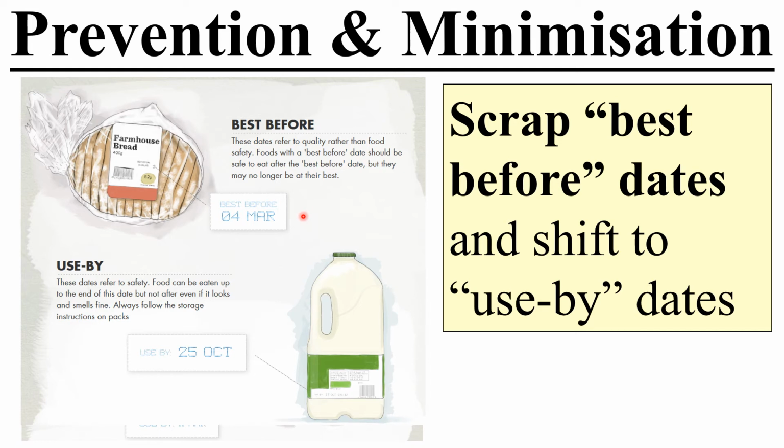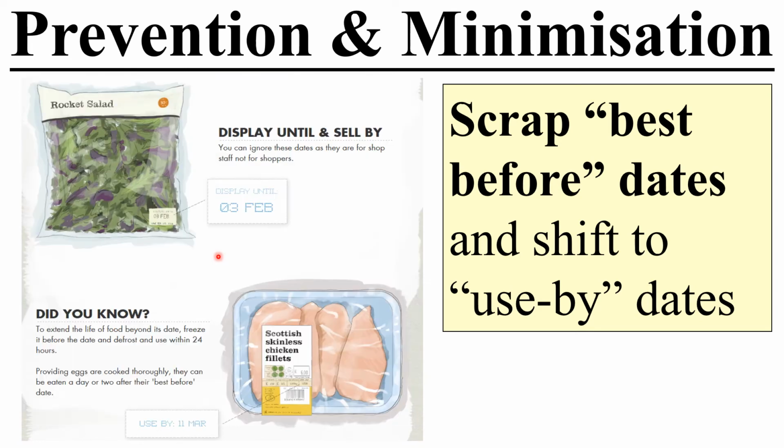So, there may be people who will throw away something if it's the 5th of March and they've got something which is best before the 4th, they might bin it. But actually, it's probably all right, unless it's got mold on it or something. But that would be one thing that could be done, maybe at government level, is to scrap best before dates and just have use by dates, and that would reduce waste.